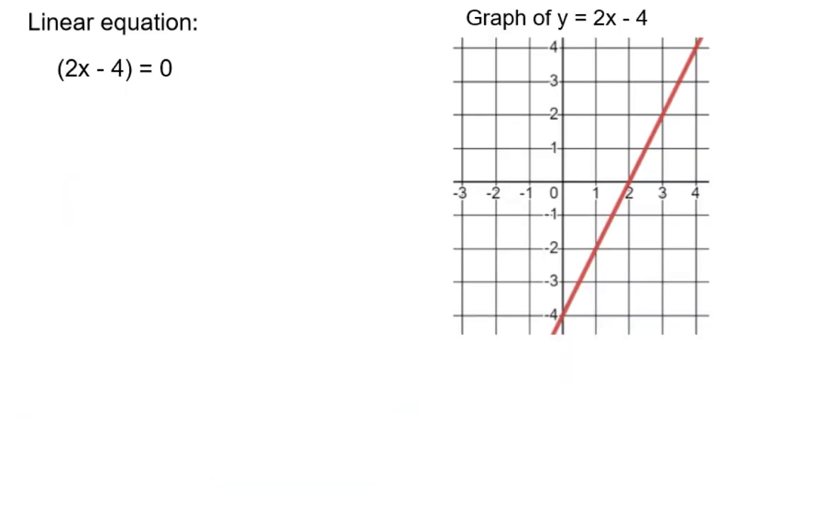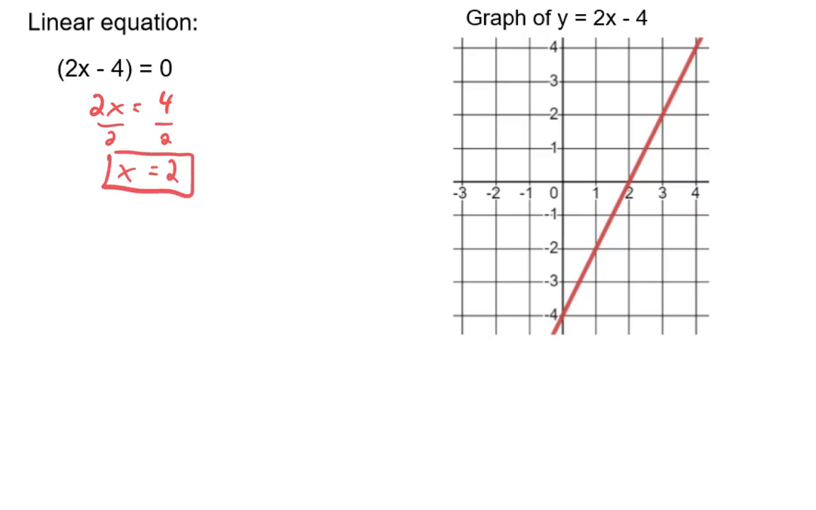Now, our linear equation, we just want to make a connection here. Our linear equation, if we have 2x minus 4 is equal to 0, and we look at our graph over here on the right of y equals 2x minus 4, we saw that when we were just working with this equation here that, well, we solved it by doing opposite operations. We added 4 to both sides, then we divided by 2, and we got our solution, x equals 2.